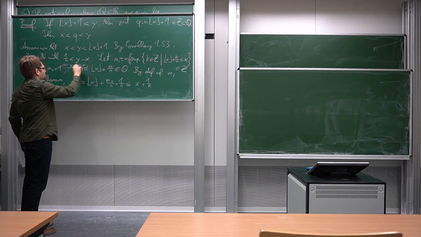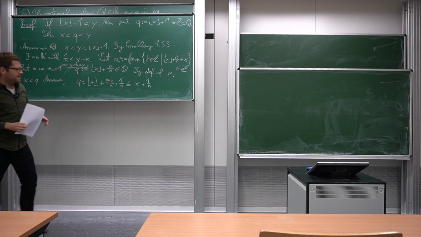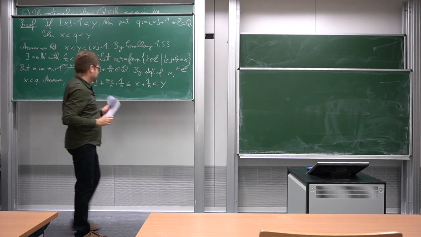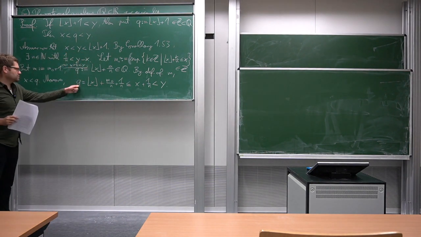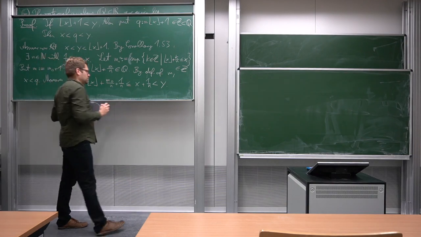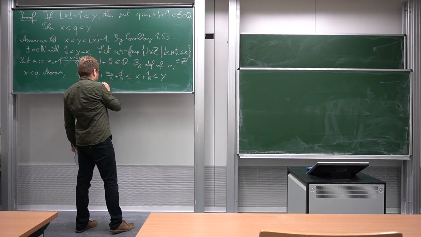Sorry for messing up here. Yeah. Hope still readable. So this is smaller than y. So this means this here is smaller than y. So we have found our rational number. We have found q as a rational number, which is bigger than x, smaller than y, and this is what we wanted. Yeah, this shows the claim.